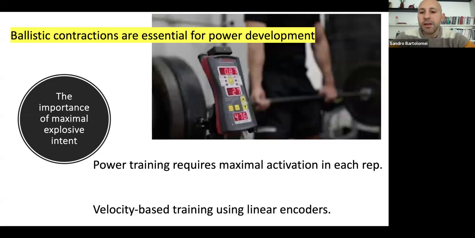For example, the price of the Tendo unit in the picture is about 1,500 euros or dollars, while the Vitruvian or other similar devices that are scientifically validated, so you can actually use them properly, are much less expensive, much cheaper. So I think in order to properly monitor the training, you need to use some of these devices.